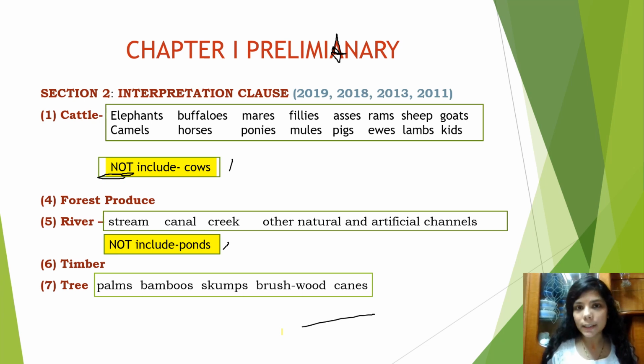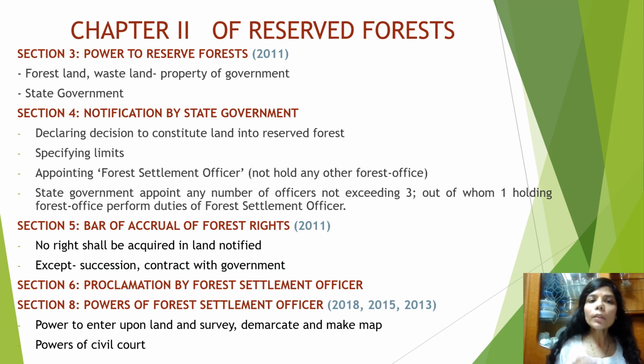Moving on to another slide. Chapter 2, it comprises of reserved forest. It comprises sections 3 to 27. I'm going to discuss only the important sections from which questions have been framed. Section 3, power to reserve forest. Who can reserve forest? State government. This is important. What kind of property of the government can be declared as reserved forest? Any forest land or wasteland which is property of the government.